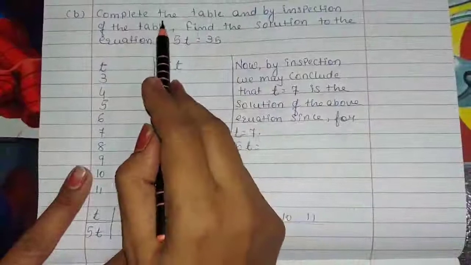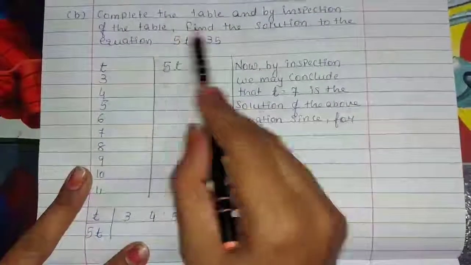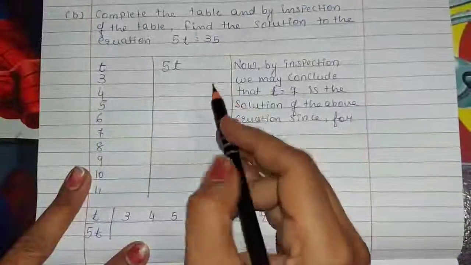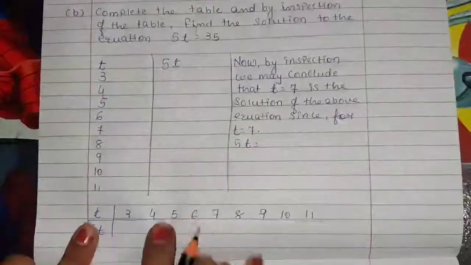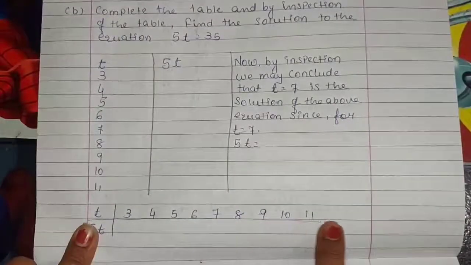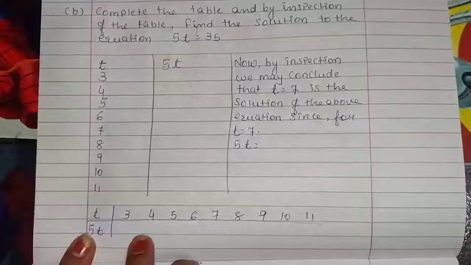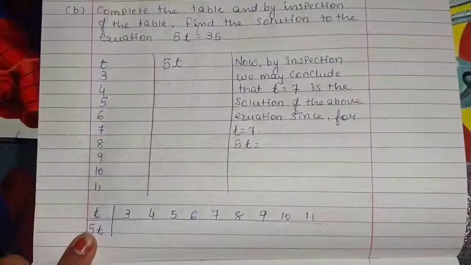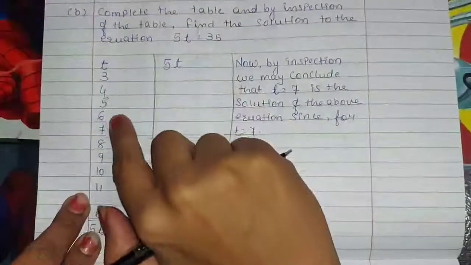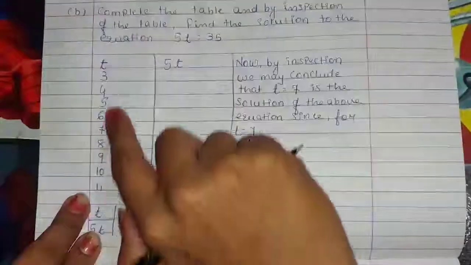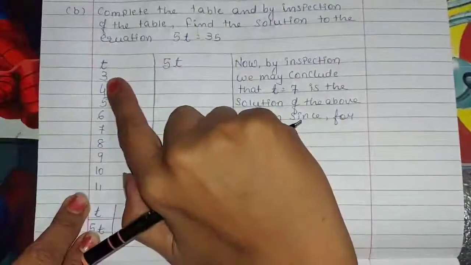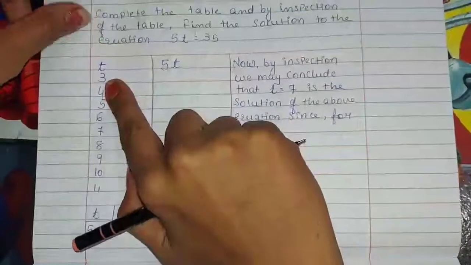Question number B. Complete the table and by inspection of the table find the solution to the equation 5t equals 35. Here the table given has t with different values: 3, 4, 5, 6, 7, 8, 9, 10, 11, and 5t. We will substitute values of t and find 5t. So here we have written t as 3, 4, 5, 6, 7, 8, 9, 10, 11. This column means that these are the values of t. Now substituting these values of t, we will find 5t.